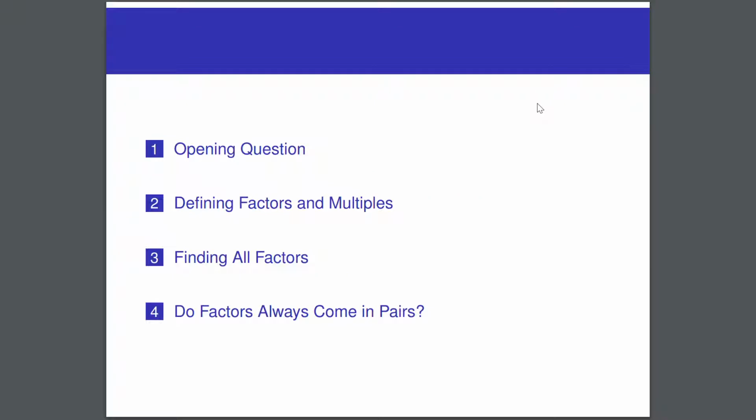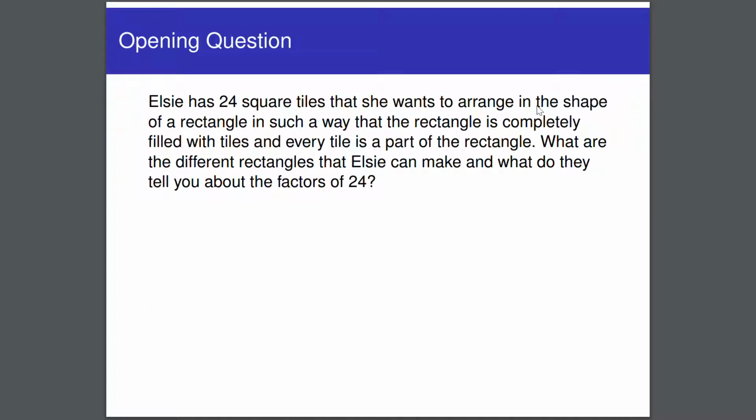So opening question, then I want to define what a factor and multiple is, and then we want to talk about a methodology for finding all the factors of a number, and then ask the question, do factors always come in pairs? So here's the opening question.